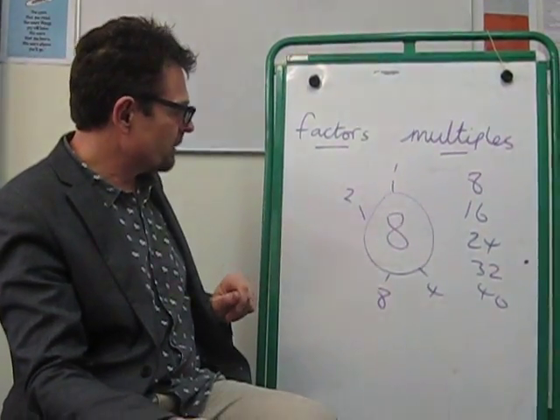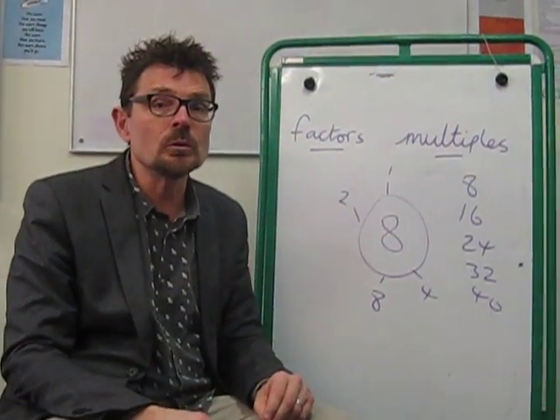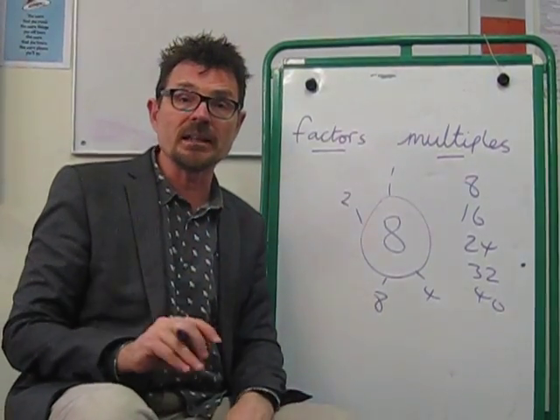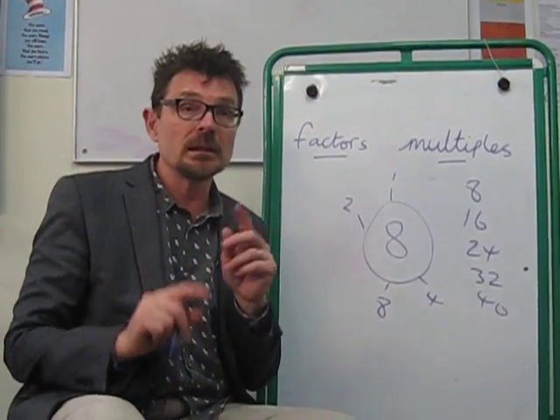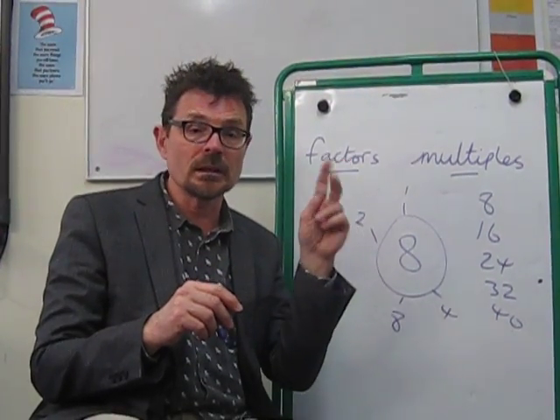That's fantastic. When a number has only 2 factors, we call it a prime number. And actually, it was my 53rd birthday yesterday, and 53 is a prime number because the only 2 factors it has are 1 and 53.